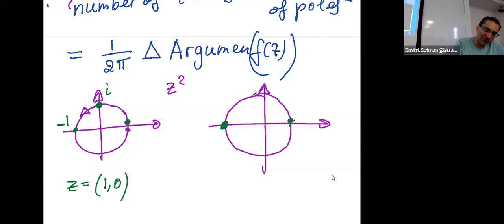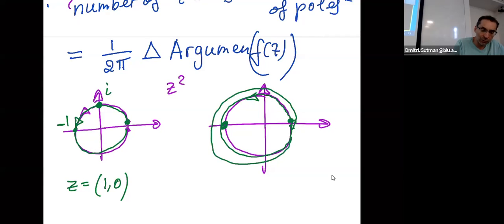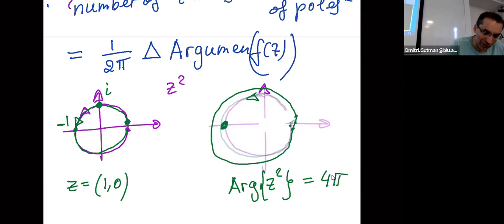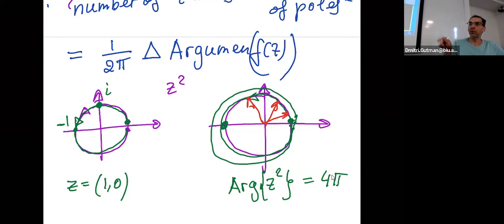So it means that I'm moving twice as fast on this circle than on my original circle. I completed half of the circle here, but z squared already made a full circle. So when I complete the circle here, this thing will complete 2 circles. Therefore, the argument of z squared will change by 4 pi. If I draw here a vector, this vector will turn around the origin not once, but twice.